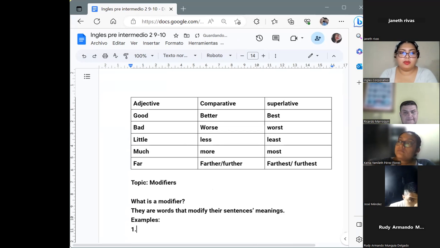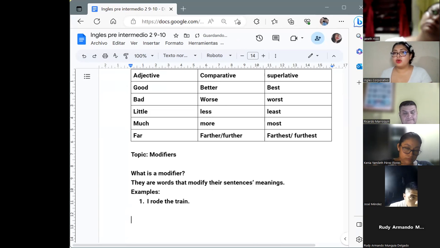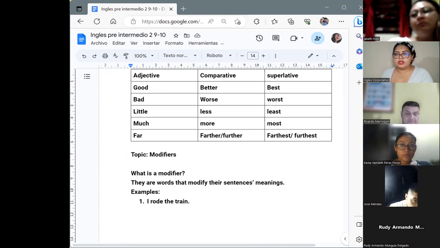Vamos a ver el número uno. It said I rode the train. I rode the train. The thing is, esta oración está completa, tiene todos los elementos que necesita para hacer una oración.